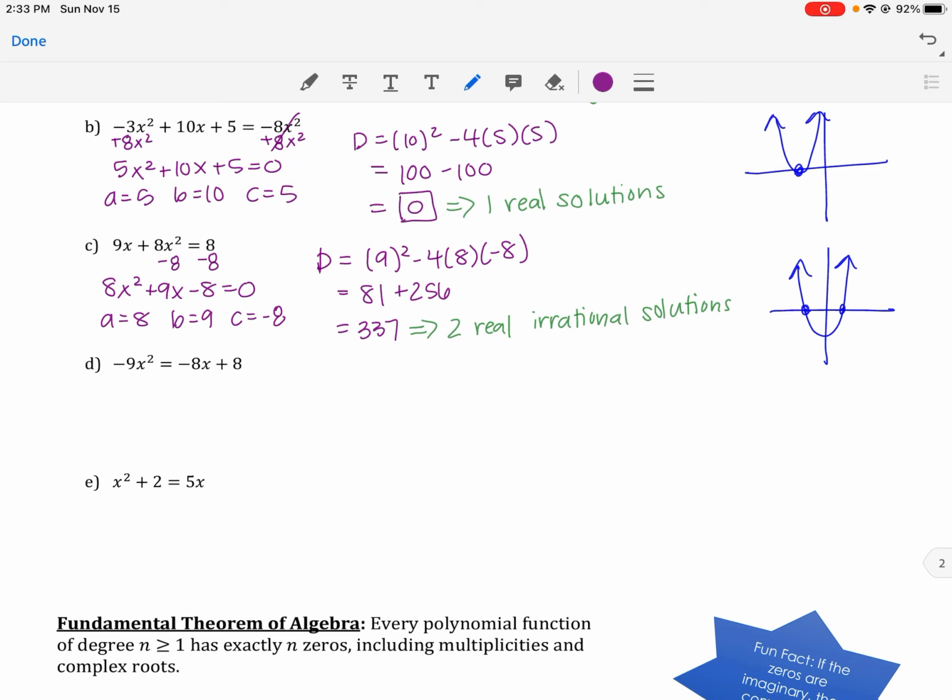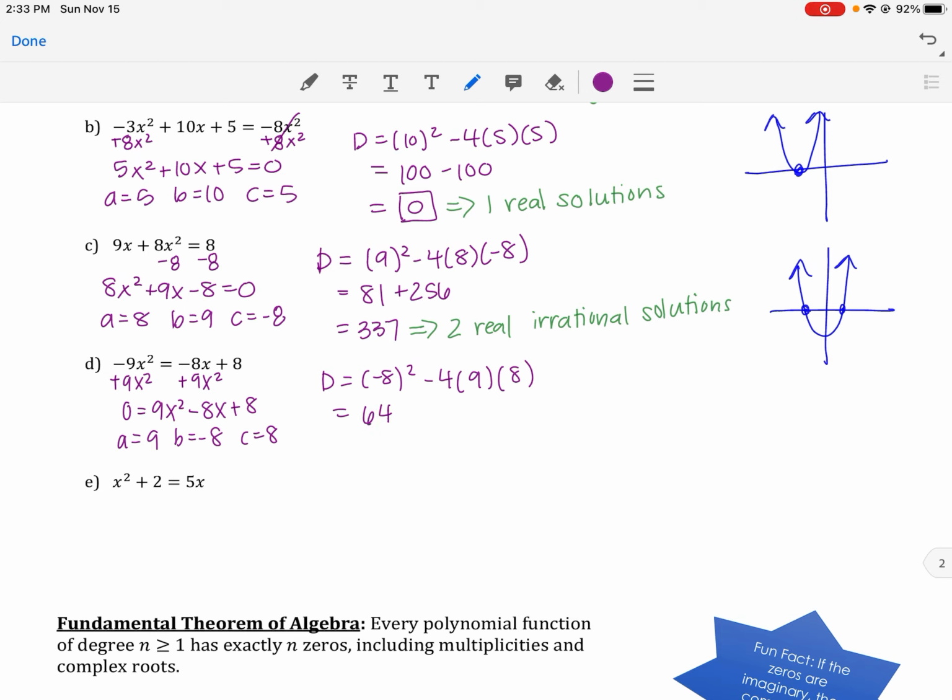So this time set it equal to 0. I'm actually going to add the 9x squared to both sides. So you'd have 0 equals 9x squared minus 8x plus 8. So A is 9, B is a negative 8, and C is 8. So our discriminant equals negative 8 squared minus 4 times 9 times 8.